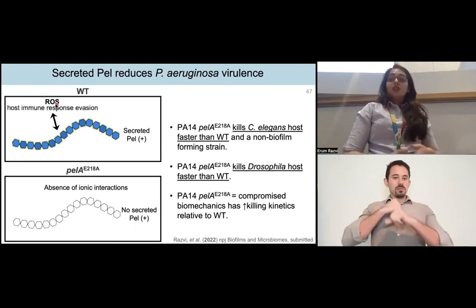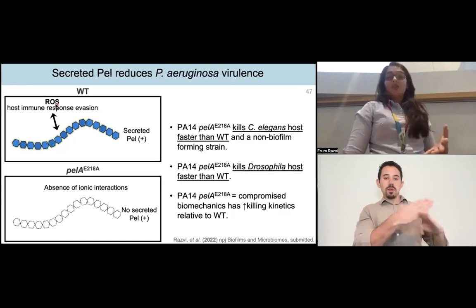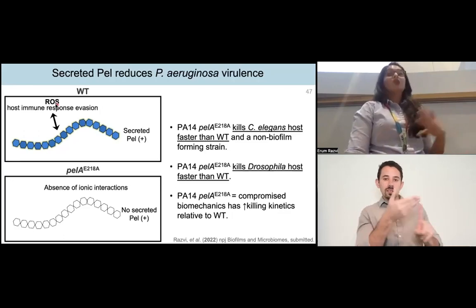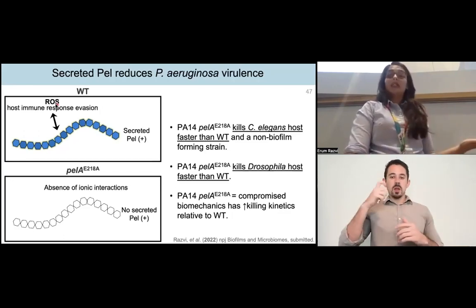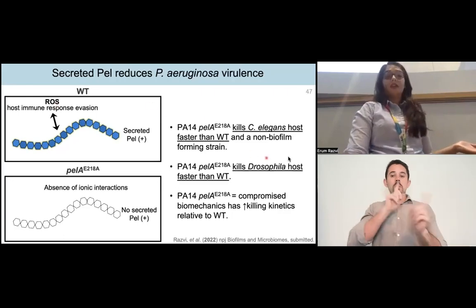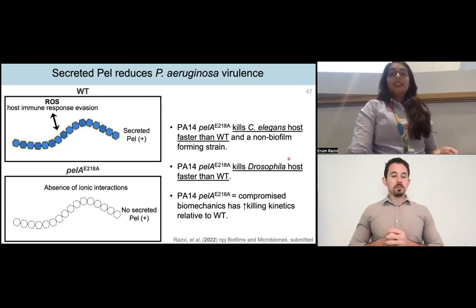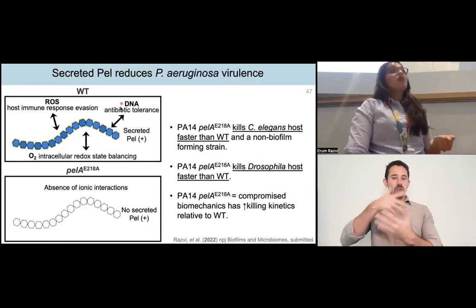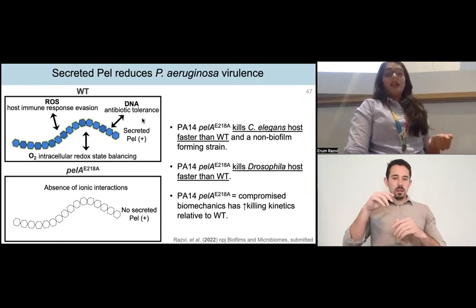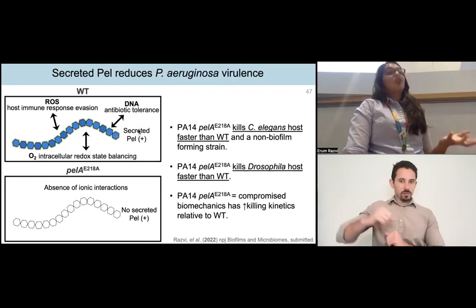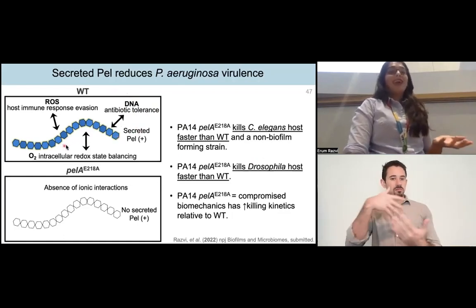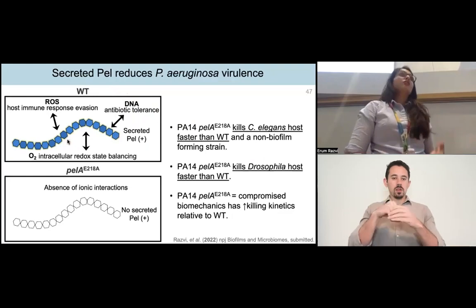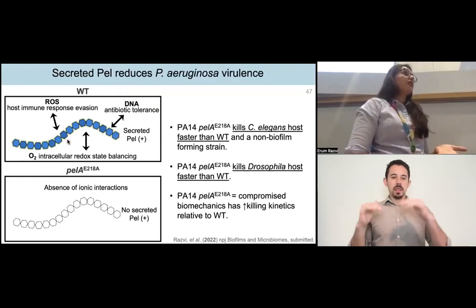Now, this ROS sequestration could also provide the pathogen protection by conferring host immune response evasion that exopolysaccharides are reported to provide. Additionally, secreted Pel could also be responsible for conferring the established Pel interaction with DNA that's responsible for conferring antibiotic tolerance, and it could interact with oxygen to allow for intracellular redox state balancing.